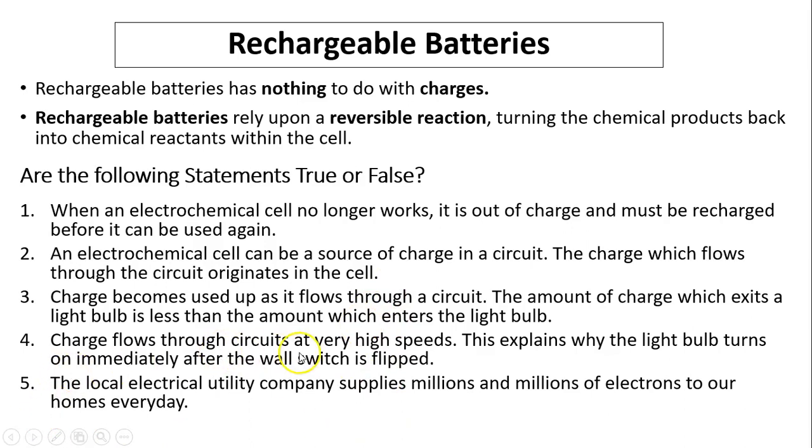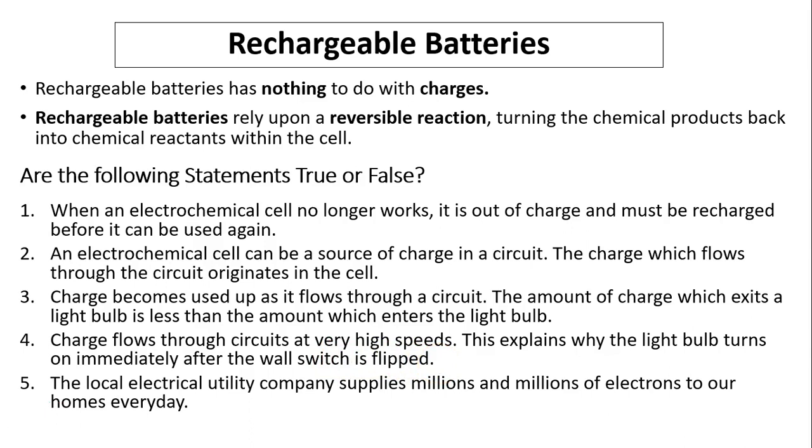Number four, charge flows through circuits at a very high speed. No, this is false. We talked about drift speed being actually very, very slow. Even if current is high, that means lots of charges are flowing at once. Charge is moving at a very low speed. This explains why a light bulb turns on immediately after the wall switch is flipped.